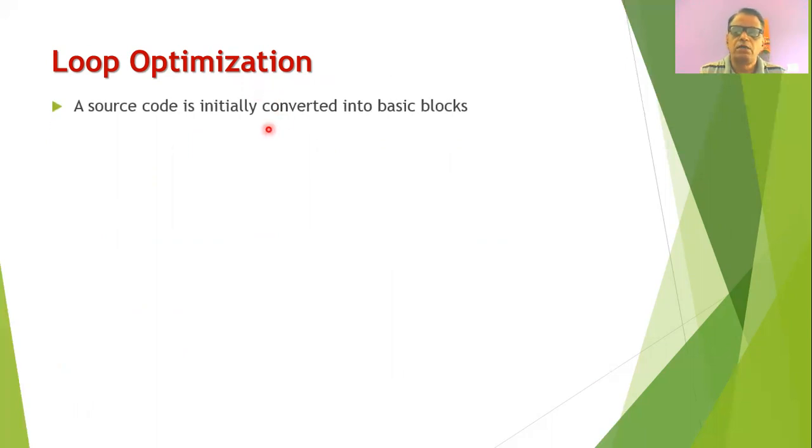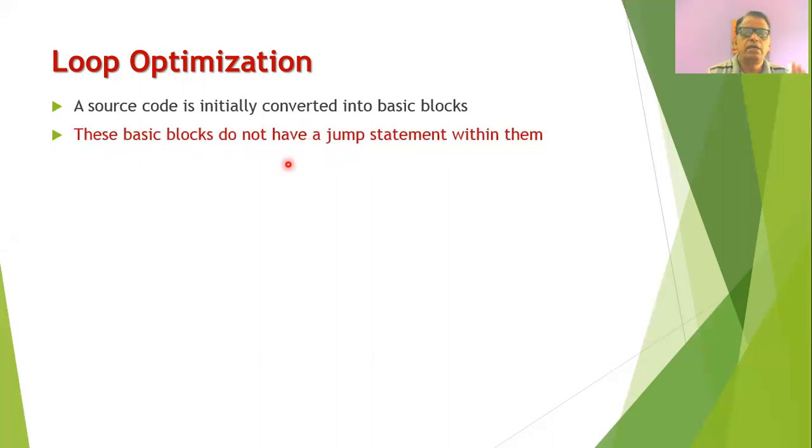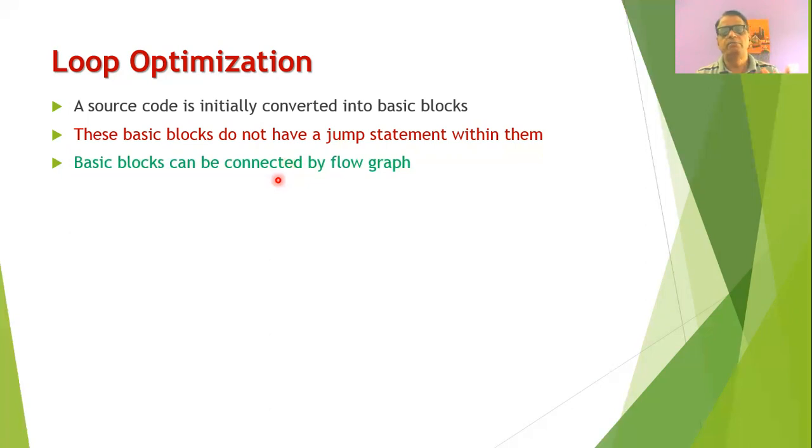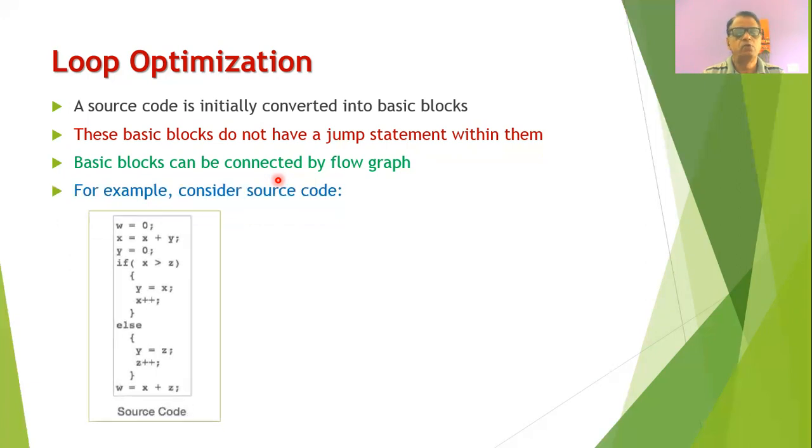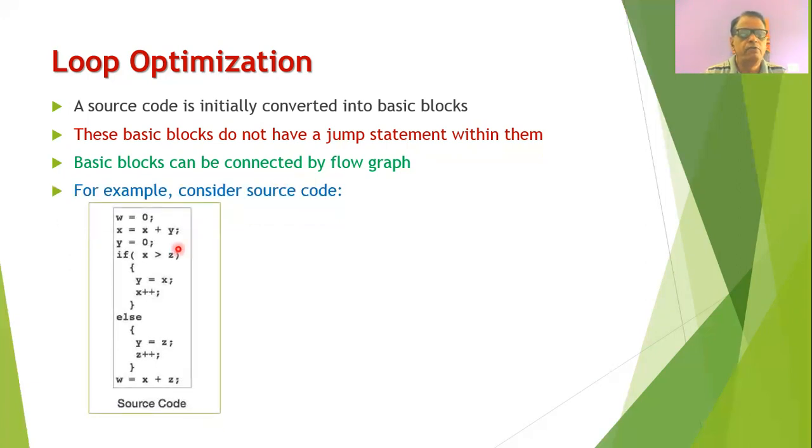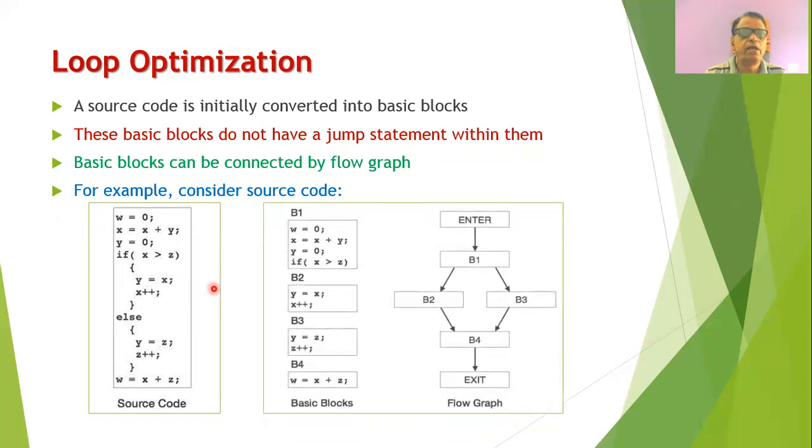Before we actually start, it is necessary that we convert the source code into basic blocks. A basic block is a block that itself will not have any jump statement within its statements. And all such basic blocks can also be connected by a flow graph. Say, for example, we have a source code of this form, where you will find that we are making use of an if-else statement within the source code. Now, if this source code is given, then we can divide it into different basic blocks.